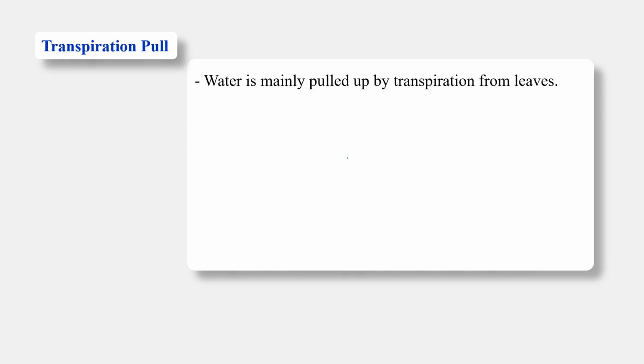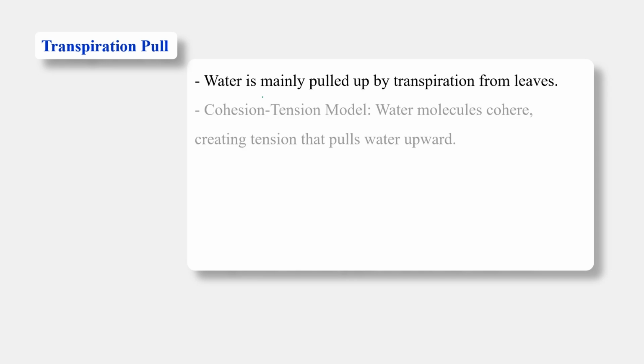Now, transpiration pull. This transpiration pull is mainly effective for tall plants. As I just said, water is mainly pulled up by transpiration from the leaf, and there is a model known as the cohesive tension model, which states that water molecules are cohesive, and these water molecules create a kind of tension that pulls water upward.